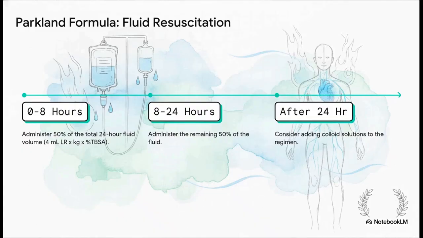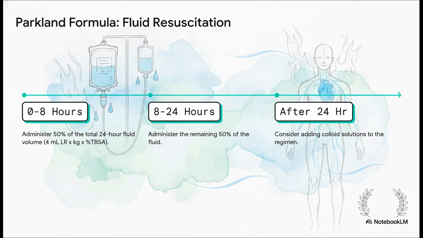In this timeline, this outlines the cornerstone of early management, fluid resuscitation. The Parkland formula is the classic starting point. 4 milliliters of lactated Ringer solution multiplied by the patient's weight in kilograms and the percentage TBSA burned. But the key here is the timing.